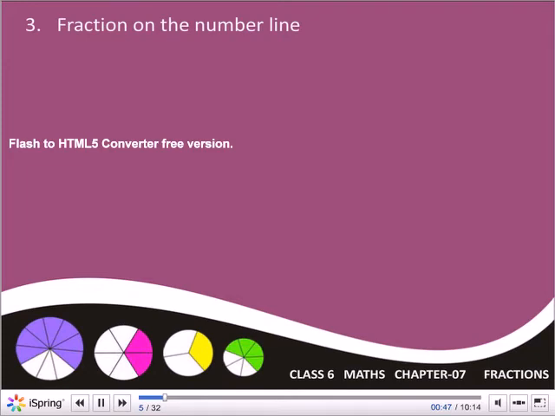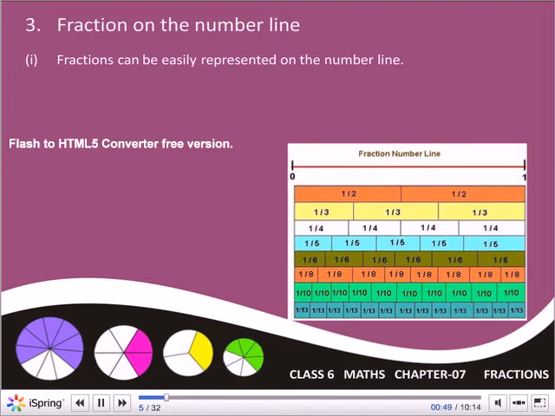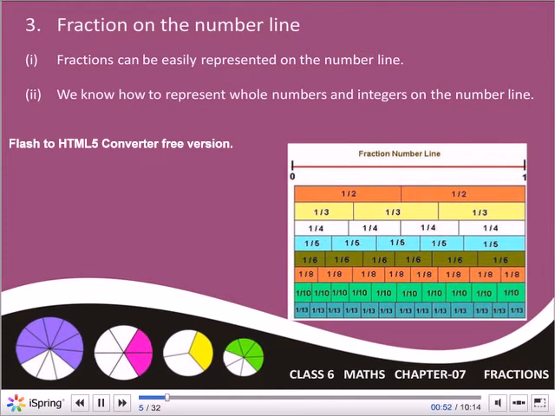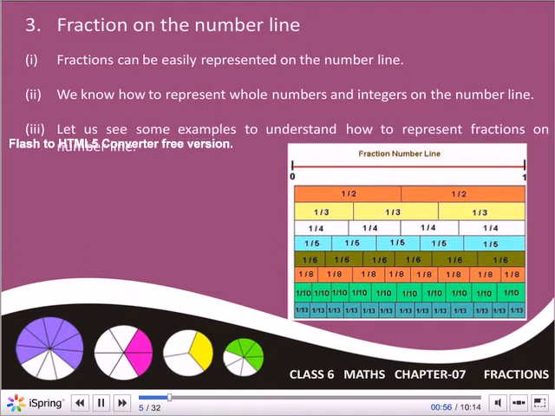Fraction on the number line. Fractions can be easily represented on the number line. We know how to represent whole numbers and integers on the number line. Let us see some examples to understand how to represent fractions on the number line.